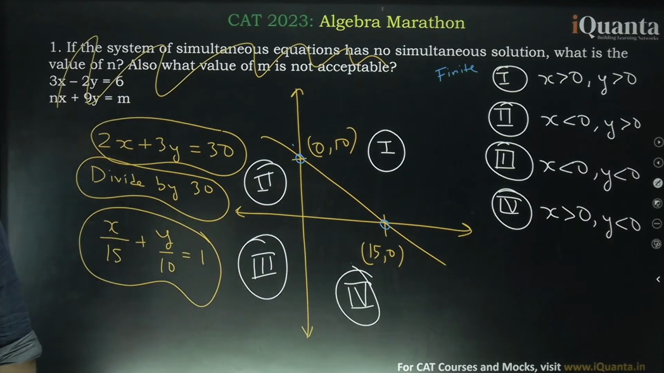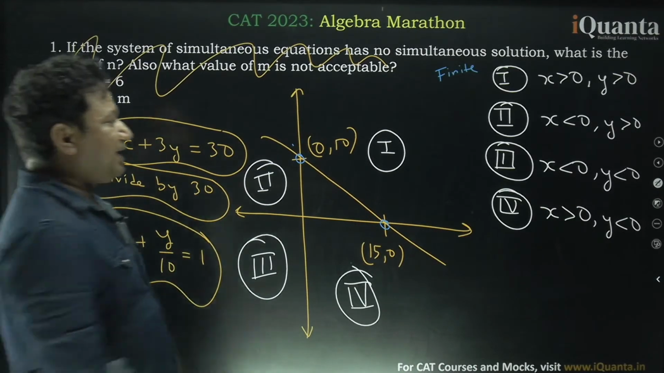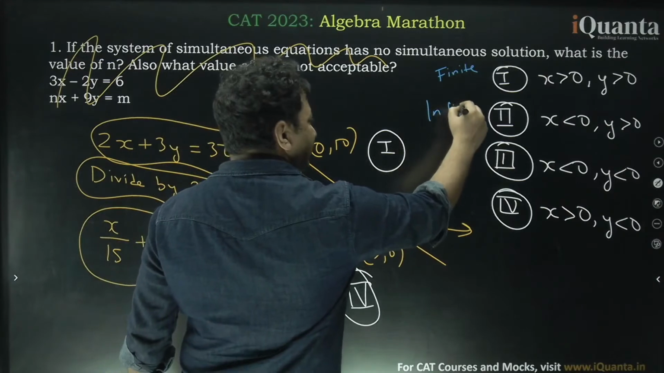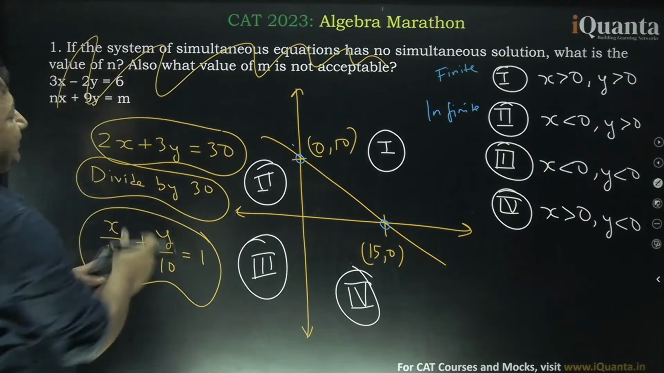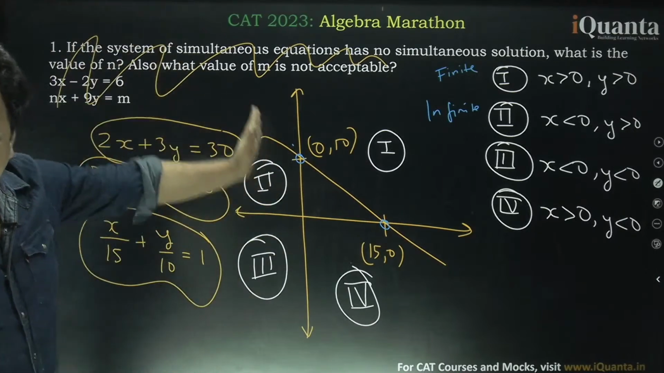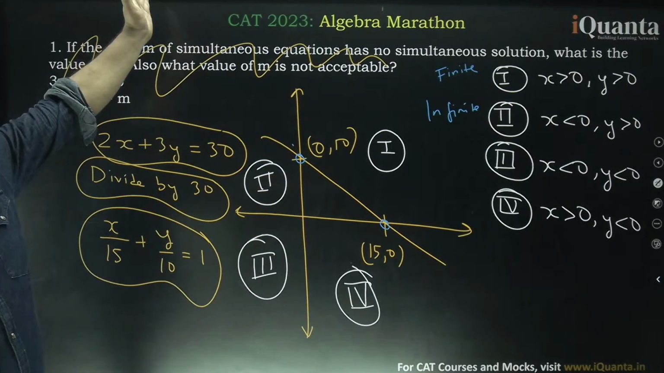Now when I ask how many integral solutions would be there in the second quadrant, how many will there be? We'll be having infinite. Why? Because in the second quadrant the line exists, it has no end point. It will keep on increasing infinitely. So we'll be having infinite solutions.